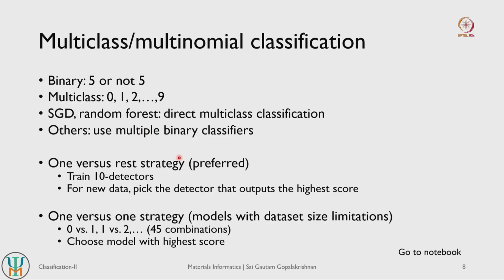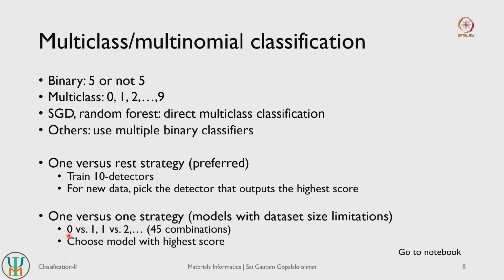Let us say you show an image of 5 to a model. The 0 detector will output a score, the 1 detector will output a score, the 2 detector will output a score, and so on, and the model will pick whichever detector outputs the highest score. If detector 5 outputs the highest score, then the model will detect that image as 5, whereas if detector 3 outputs the highest score, then it will falsely detect that image as a 3. So that is the one versus rest strategy. Here the number of models being trained is 10, and for any new data point you choose whichever model gives you the best prediction.